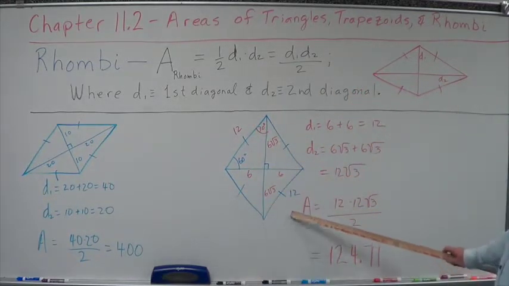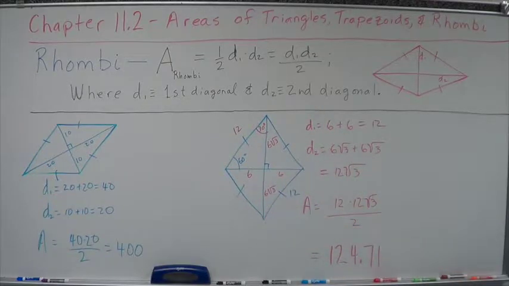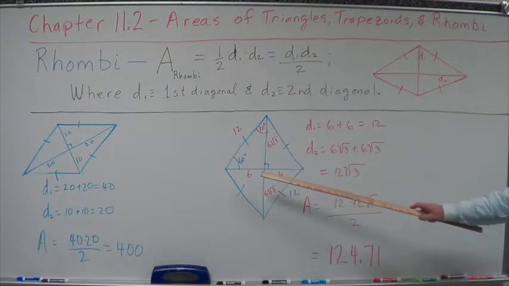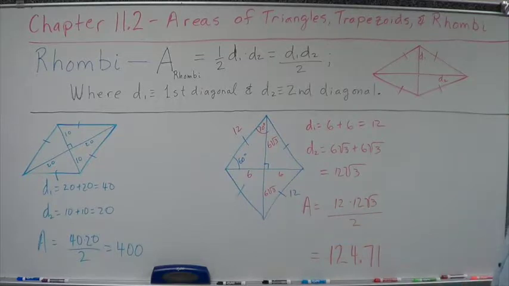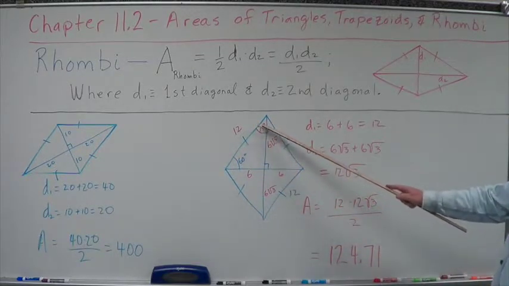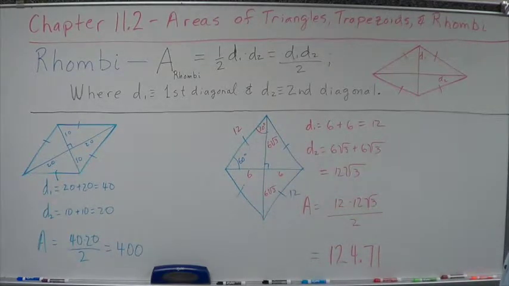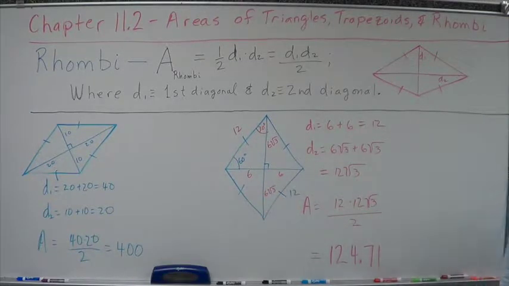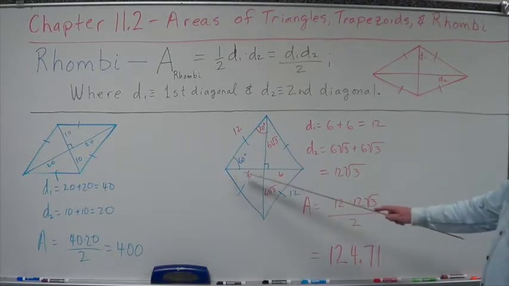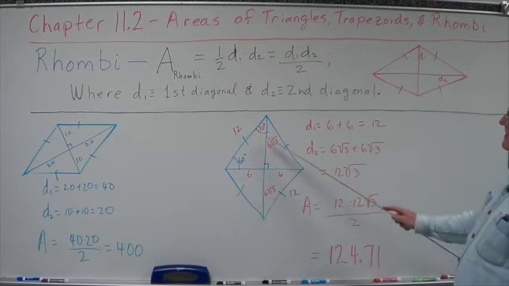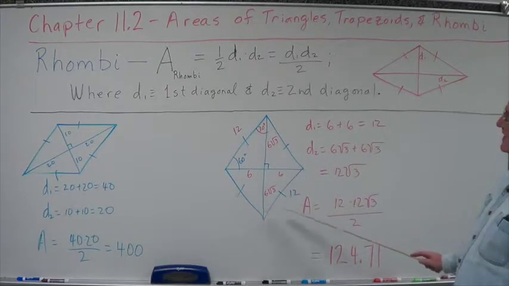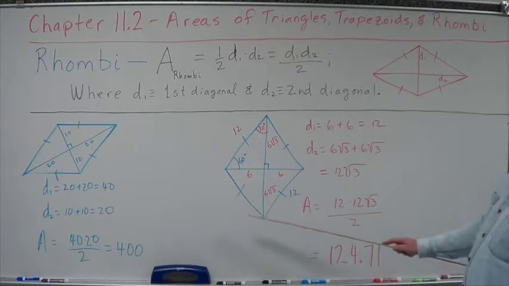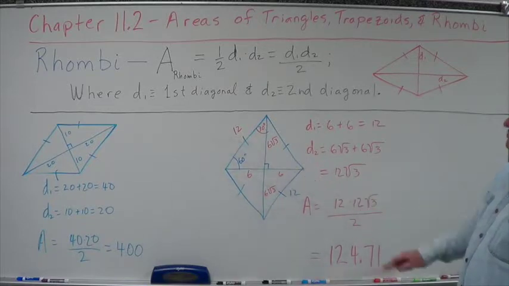You have a rhombus, all the sides are 12. You're given that this angle right here is 60. What does that automatically make this one up here? Makes it 30. Wow, those are all 30, 60, 90 right triangles. All four of them are. Okay? So if I find out what this side is, I know what that side is. I find out what this side is, I know what that side is. Because all the sides are congruent, I know that this side is 12.